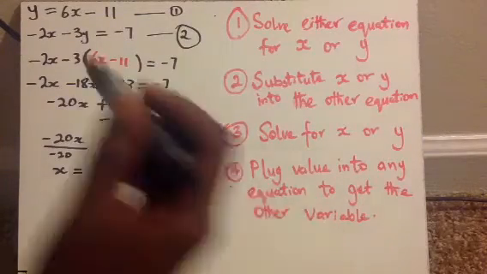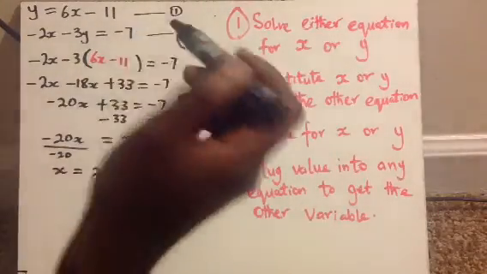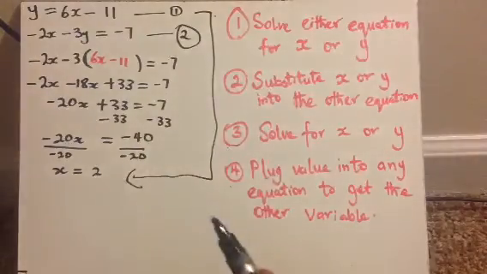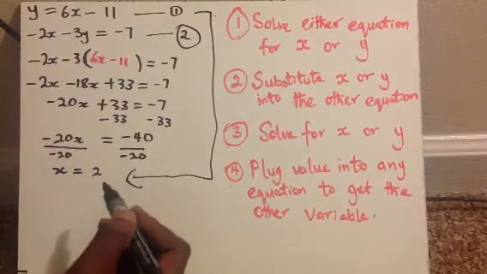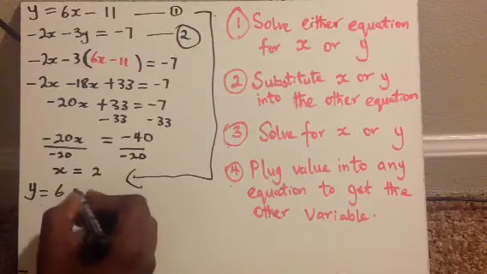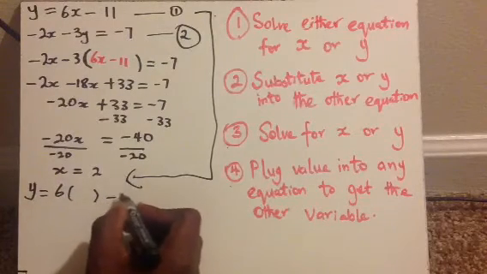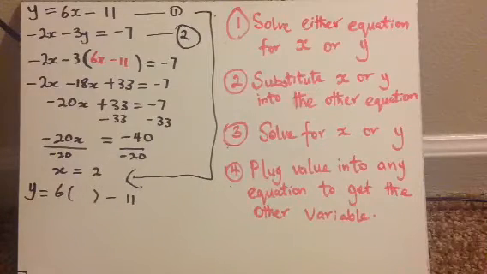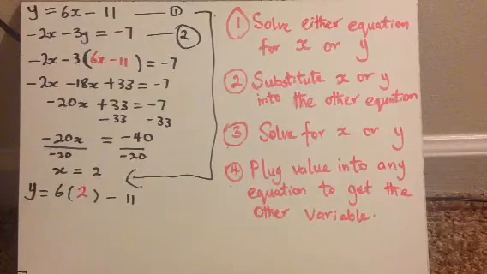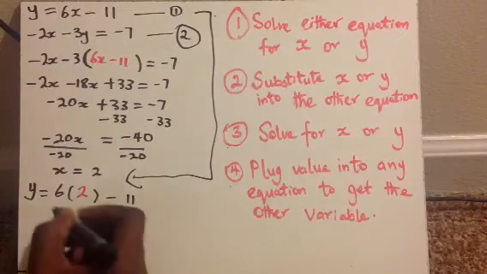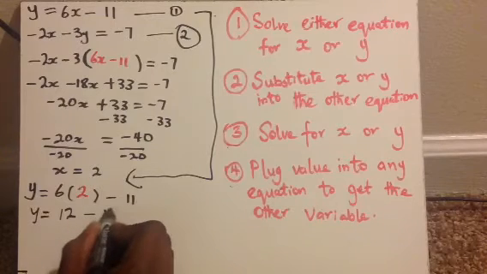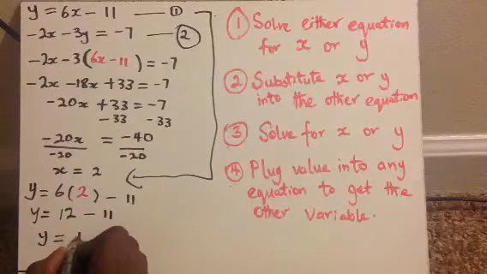So you could plug it into either equation 1 or equation 2. So we're going to use equation 1. It really doesn't matter which one you use. So we plug in the value of x equals 2 into equation 1. So we have y equals 6, and we'll put our parenthesis, minus 11. Now inside the parenthesis, we'll put in the value we have for x, which is 2. So 6 times 2 is 12. So we have 12 minus 11, and y will be equal to 1.